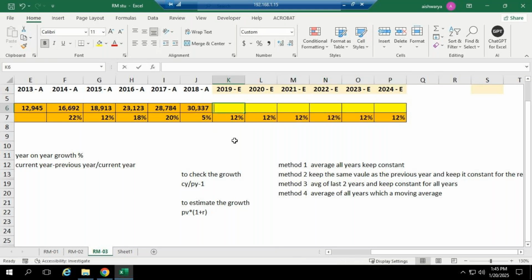So now is equal to this 30,337 into 1 plus this 12% and then close bracket, enter. So now you will be getting the answer here as 34,097. So again you have to drag it over here. That's all. See, this is the third method. Understood?